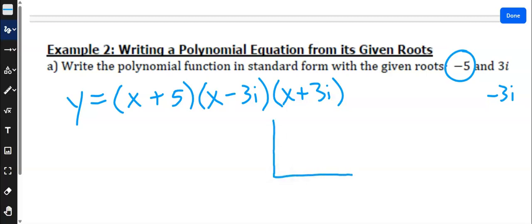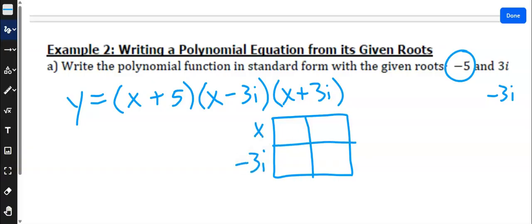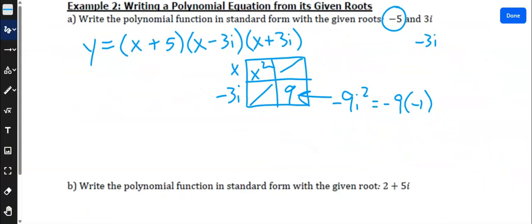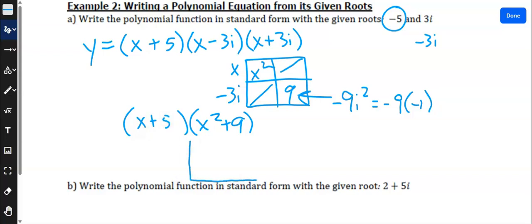I'm going to do the imaginary ones first. x minus 3i, x squared. This box and this box are going to cancel out, so why waste my time? Negative 9i squared, which is really negative 9 times negative 1. Positive 9. So now I have x squared plus 9 times x plus 5. Keep the boxes rolling, right?